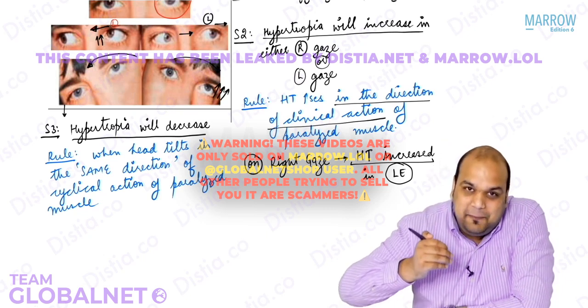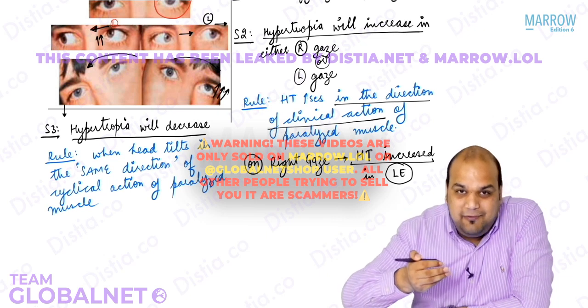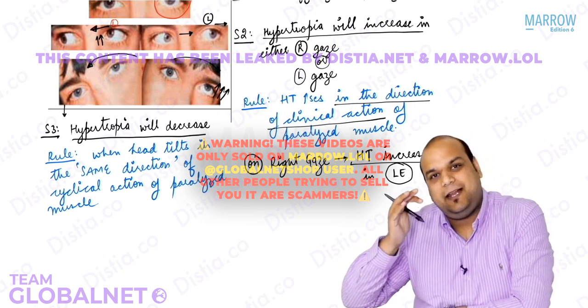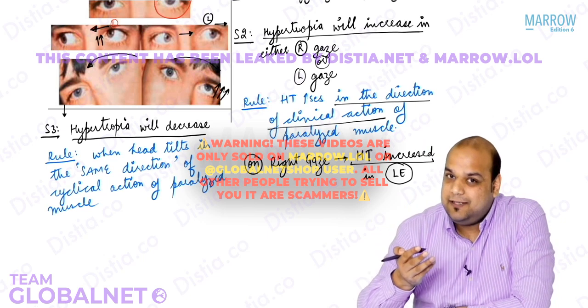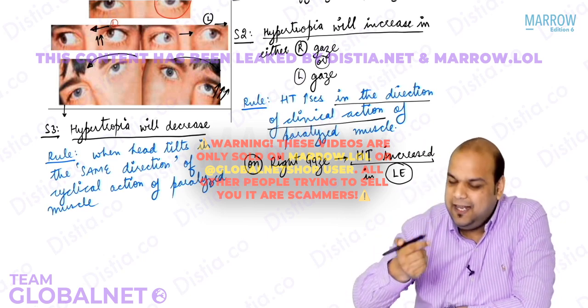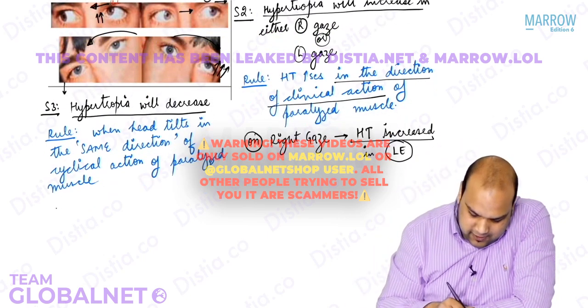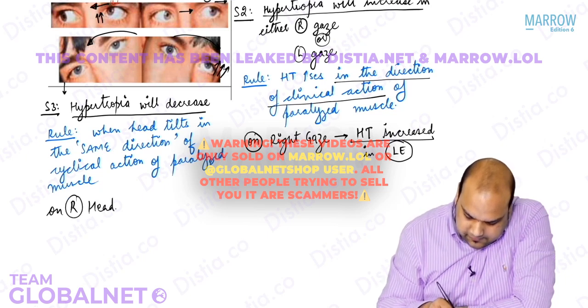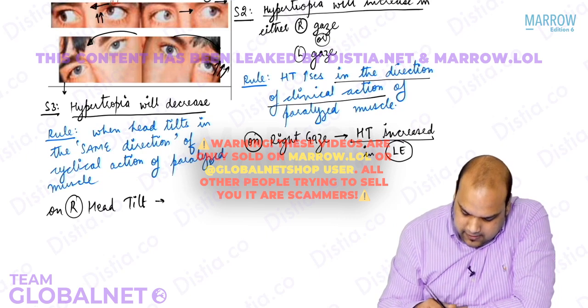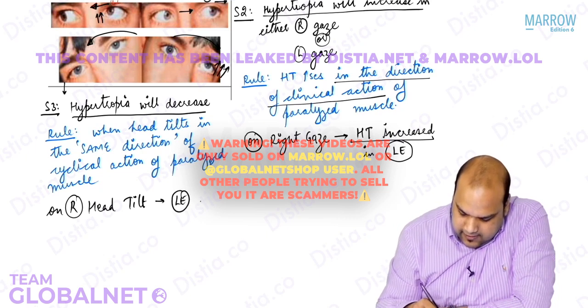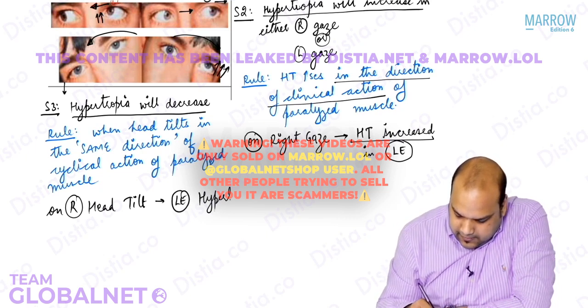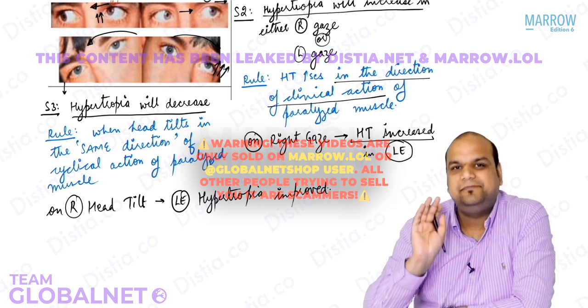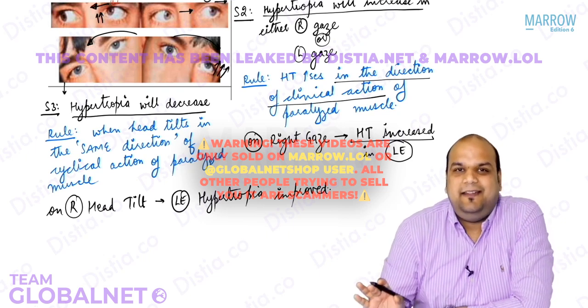So when will the hypertropia decrease? When the head tilts in the same direction of action of the paralyzed muscle, just like my head posture, because this is an adaptation. We already know this. So on right head tilt, everybody, the left eye hypertropia has improved. Am I very clear here, everybody?